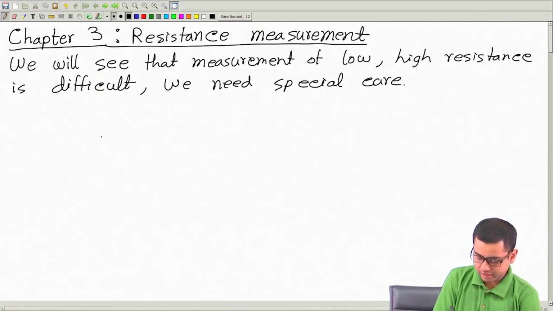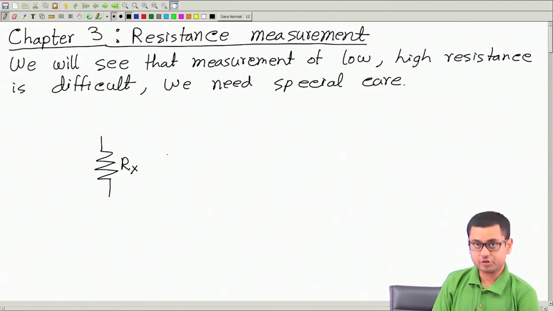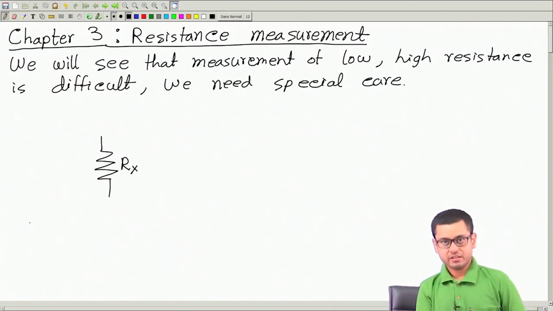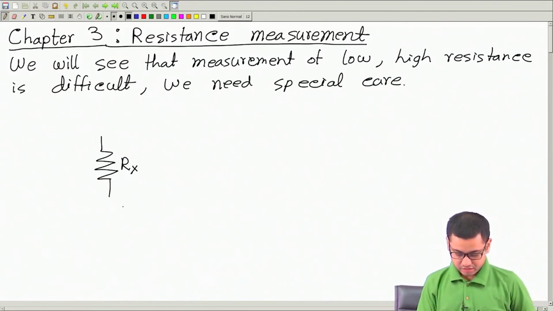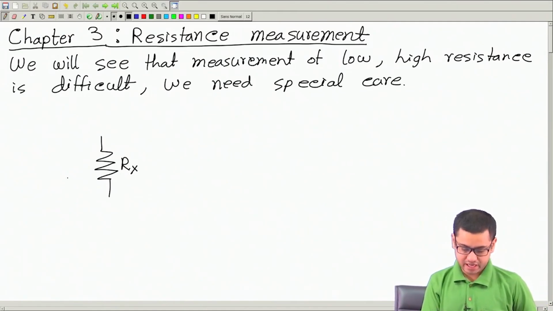Suppose I have a resistance and let's call it Rx. X once again stands for unknown, and the idea is to measure the value of Rx. How do we measure? We have a voltmeter and an ammeter. There is no ohm meter right now. We want to measure this Rx.